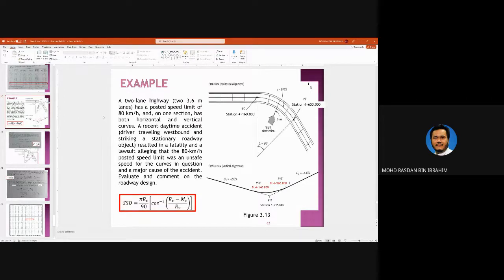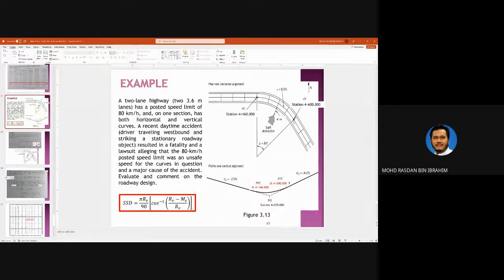Okay, two-lane highway, 3.6 meter lane. So this is a two-lane single carriageway highway. The super elevation here is 8%. The clearance from the side obstruction from the inside edge is 6 meters. And this is the stationing for PC and stationing for PT.